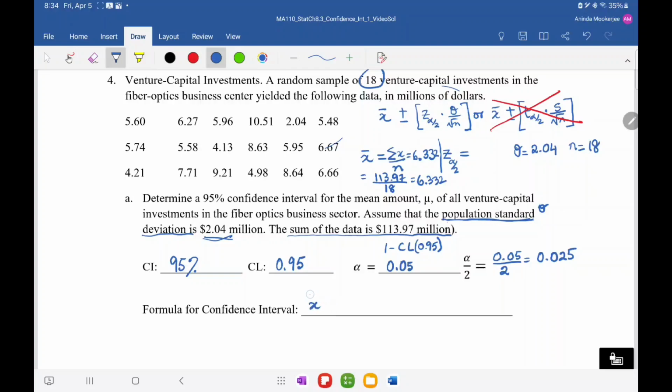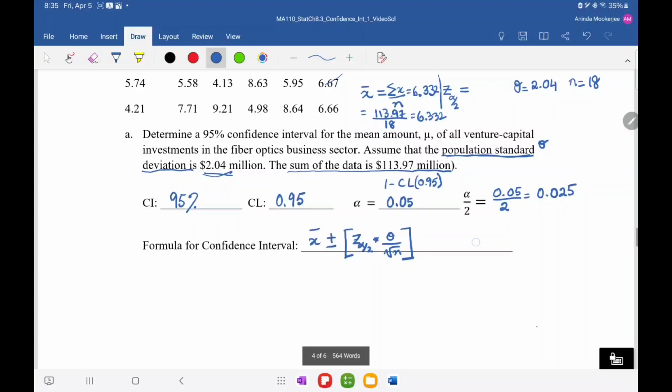And I'm going to rewrite the formula for the confidence interval that we are going to use. It's going to be x bar plus minus z of alpha by 2 times sigma divided by square root of n. We are using the z interval procedure because the population standard deviation is known. The portion times sigma over square root of n is the formula for the margin of error.